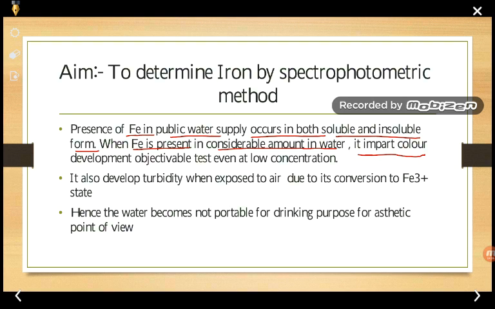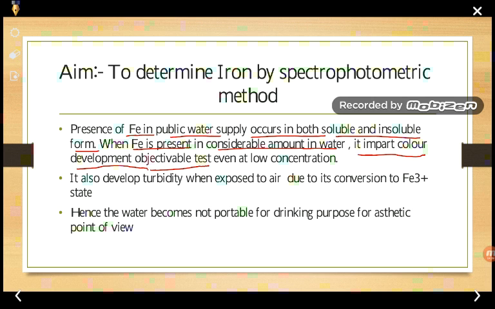If the iron is present in the water in a particular range, then it is okay. If it exceeds its limit, then it imparts a color. So it imparts color development and an objectionable taste even at low concentration. So if iron is present in a given water sample in low concentration, then also it can be estimated.